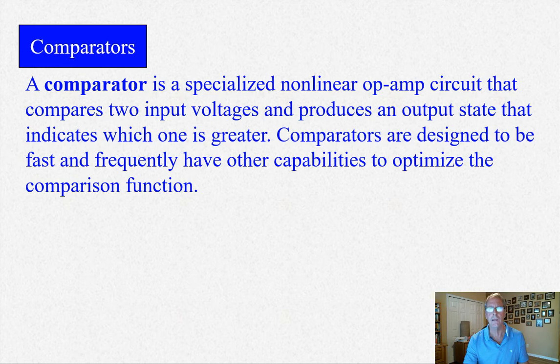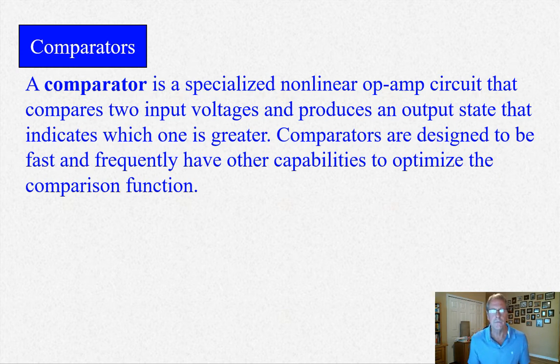But it's a specialized nonlinear op amp circuit, nonlinear meaning that the output either goes high or low. It doesn't go anywhere in between. It's sort of a binary output, if you will. Matter of fact, they're used for analog to digital converters, as we'll also see. It compares two input voltages and produces an output state that indicates which one is greater. They're always very fast devices. They switch in nanoseconds, and they have other capabilities to optimize the comparison function.